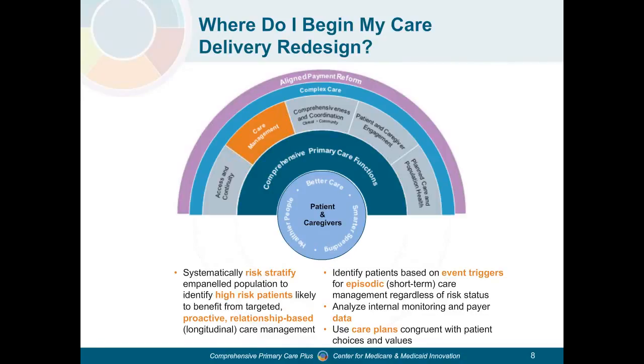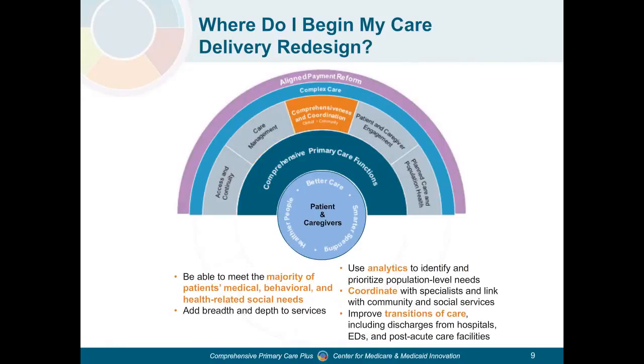Alicia, let's talk about function 3, comprehensiveness and coordination. All right, continuing on. Comprehensiveness in the primary care setting refers to the aim of practices to meet the majority of its patient population's health goals. It encompasses medical, behavioral, and health-related social needs. Comprehensive care is associated with lower overall utilization and costs, less fragmented care, and better health outcomes.